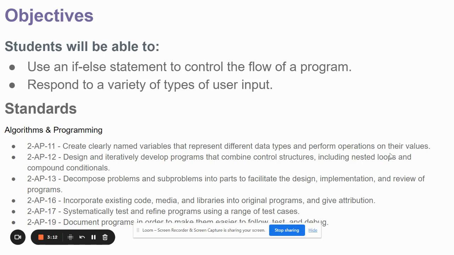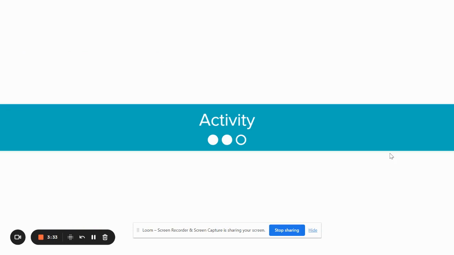Our objectives for today: you're going to be able to use an if-else. A little bit different there, right? We had if statements, but now we're going to do an if-else statement to control the flow of a program. And then we're also going to respond to a variety of types of user inputs. All right, let's keep moving.